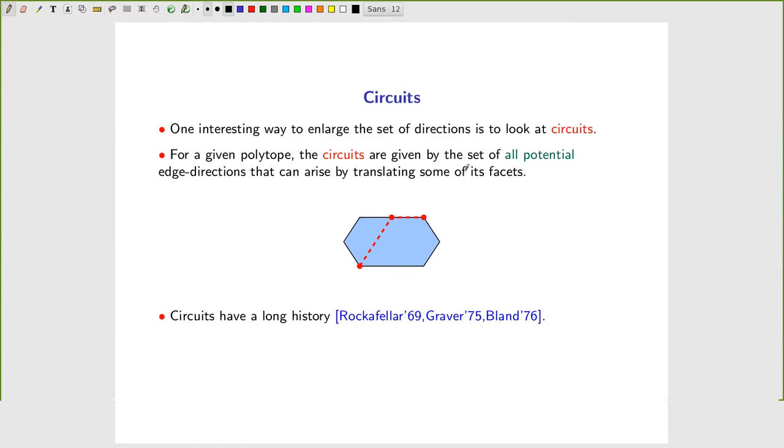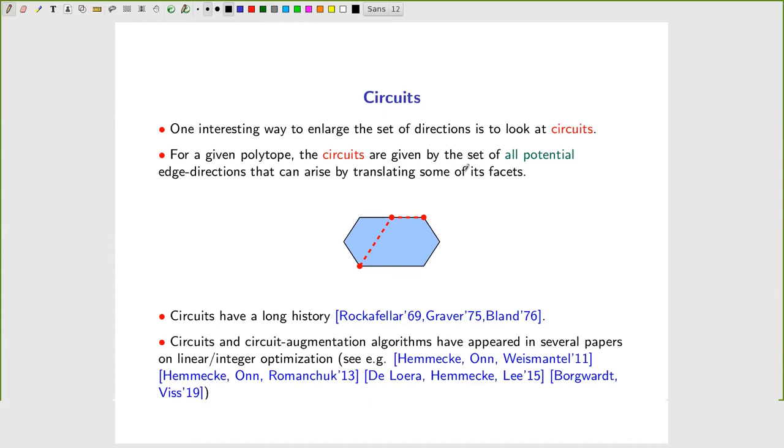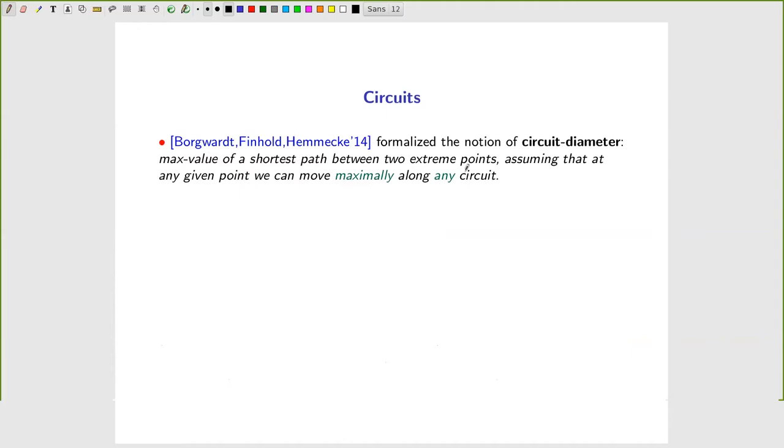And let's say that in these years, circuit implementation algorithms have appeared in several papers on integer and linear optimization. And we are going to review some of this more. Let me say though that a slightly more recent generalization that uses circuits is in a paper of Borgwardt, Finhold, and Hemmecke that formalized the notion of circuit diameter.